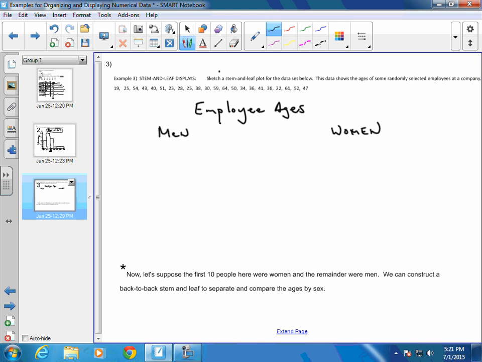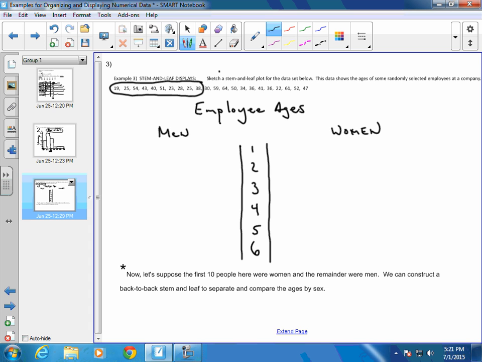and if we want to split it up by sex, then right down the middle here, we'll have a small middle column. This is where our stems are going to go. So 1, 2, 3, 4, 5, and 6. Okay, so if it said the first 10 people here were women, 1, 2, 3, 4, 5, 6, 7, 8, 9, 10. Okay, so there are the women.